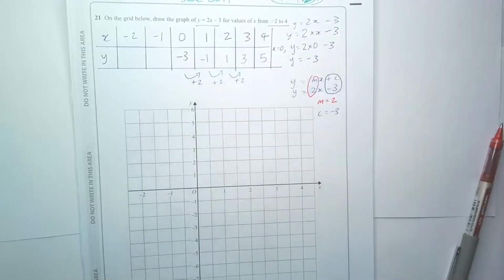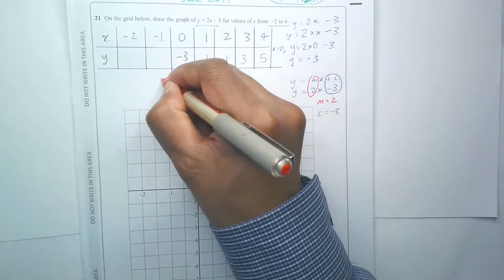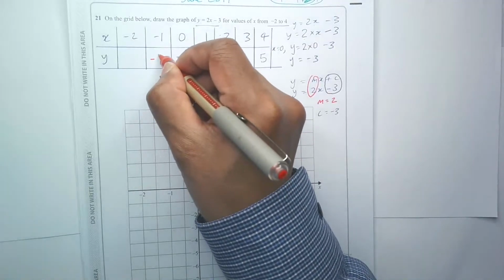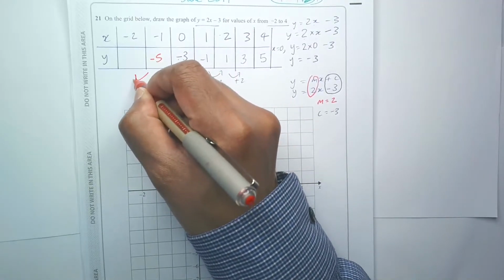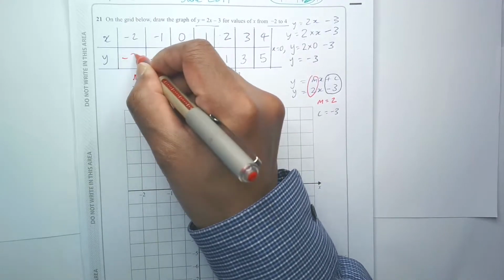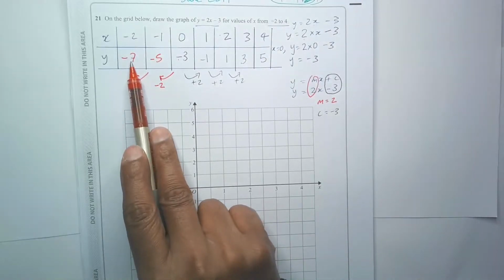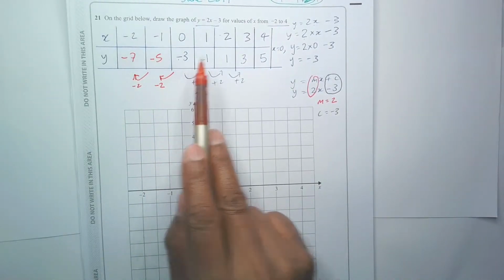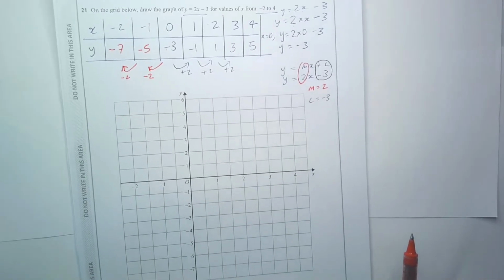And here I'll be taking away, so I'm going to use a different color to make sure we remember. So 3 take away 2 gives me 5. Take away 2 gives me minus 7. And then if I follow the pattern, minus 7 plus 2 is minus 5, plus 2 is minus 3, plus 2 is minus 1. Okay, so we've got that.